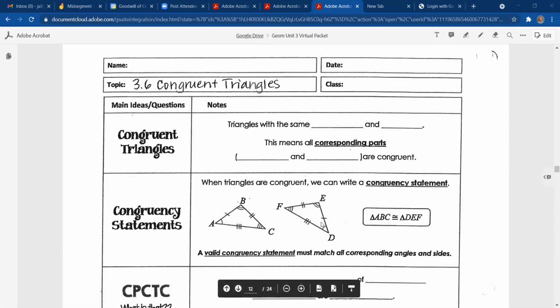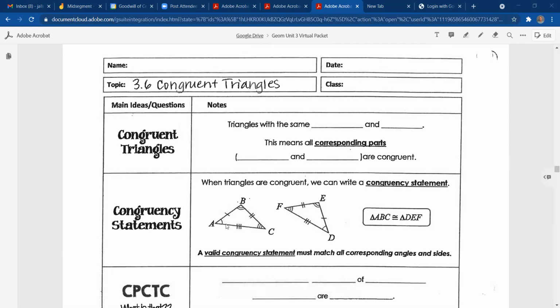Side AB is congruent to ED, right? Single tick mark. BC is congruent to FE, 2 tick marks. AC is congruent to FD, 3 tick marks. And the angle measures, those little half circles in there, do the same sort of thing with the angles.